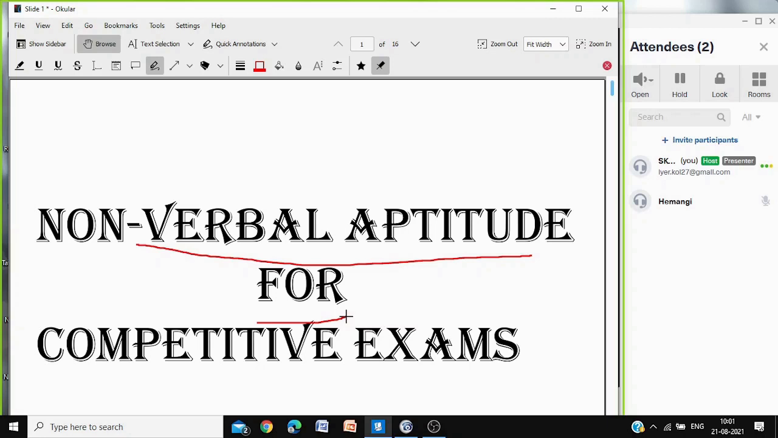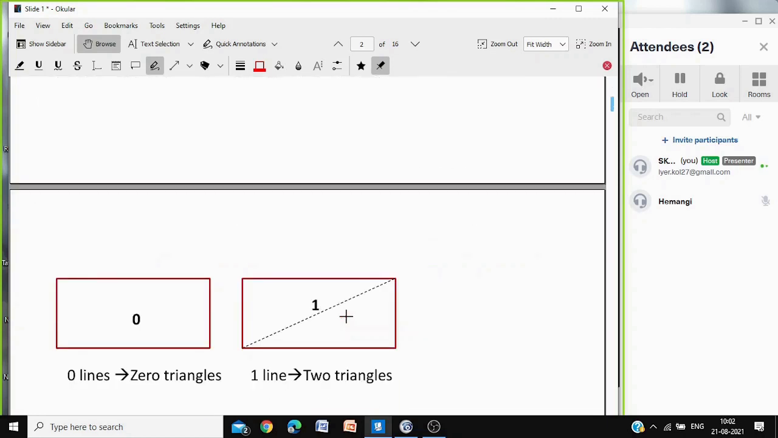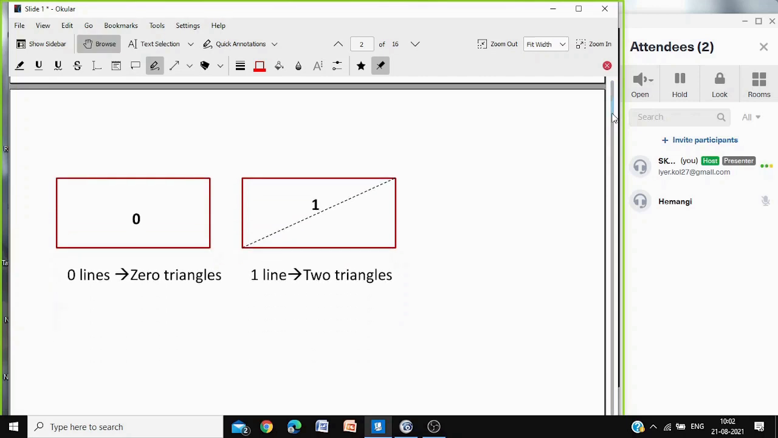Thought process means the question can be set for anyone. It can be set for Japanese or anyone, even if they don't know English. It does not depend on the knowledge of your language, how much you know. So, first of all, we are trying to give some basic concepts, that is, how to count the triangles in a rectangle.